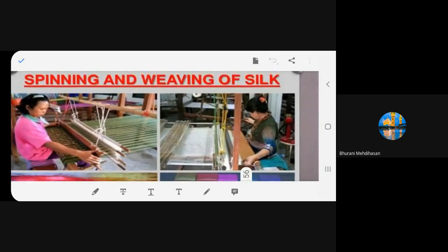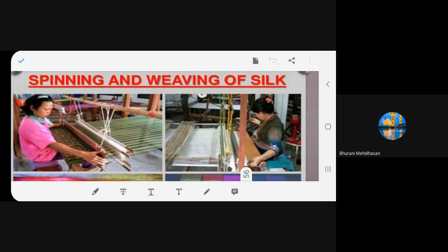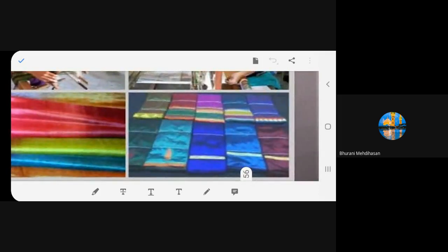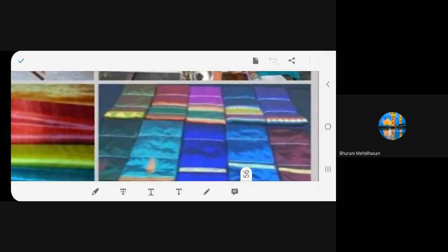You can see over here, they are making cloth. This is called weaving. What are they doing? They are weaving. And then after they weave, they make the saris or the cloth pieces. Okay?